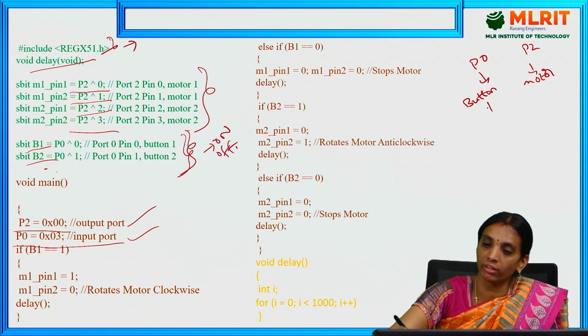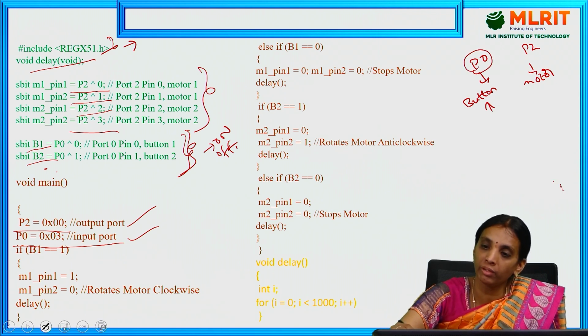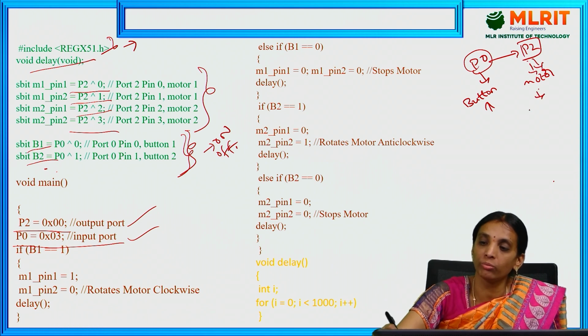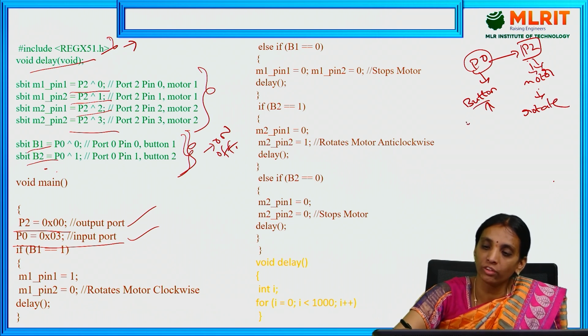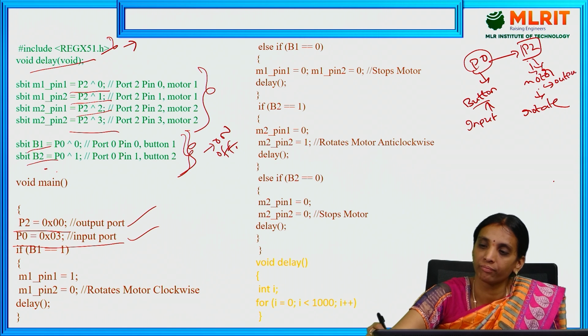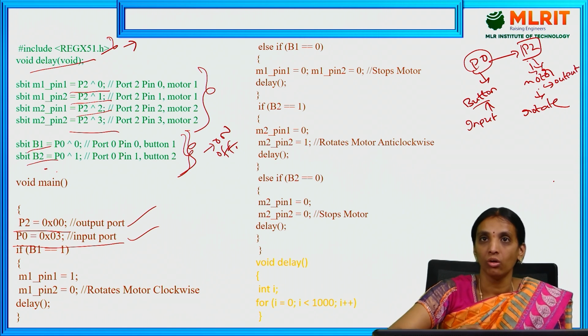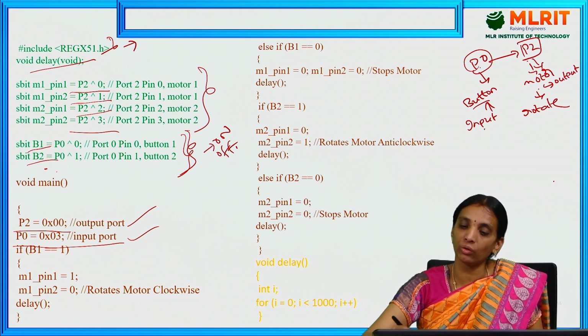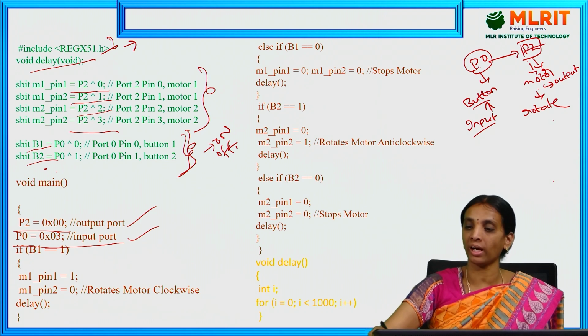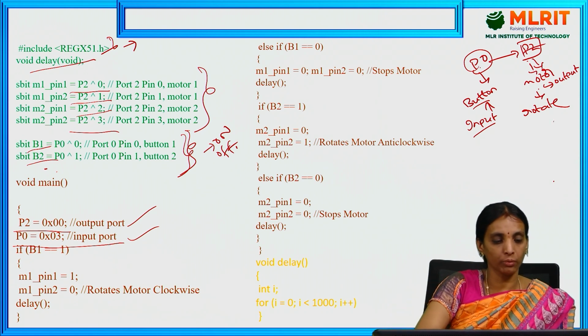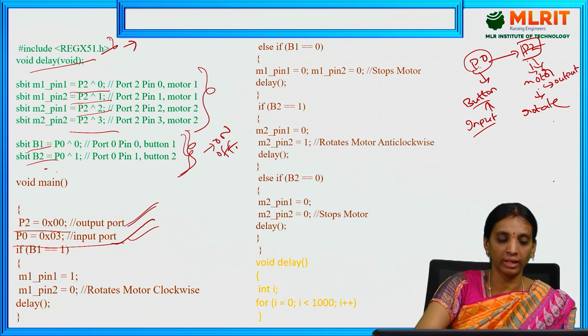Whenever the button is pressed, that pin will be enabled, and that pin will enable the motor pin. Then the electrical energy is supplied to the motor, which makes the motor rotate. Therefore, this is the input device and this is the output device, so we need to declare port 0 as the input port and port 2 as the output port.